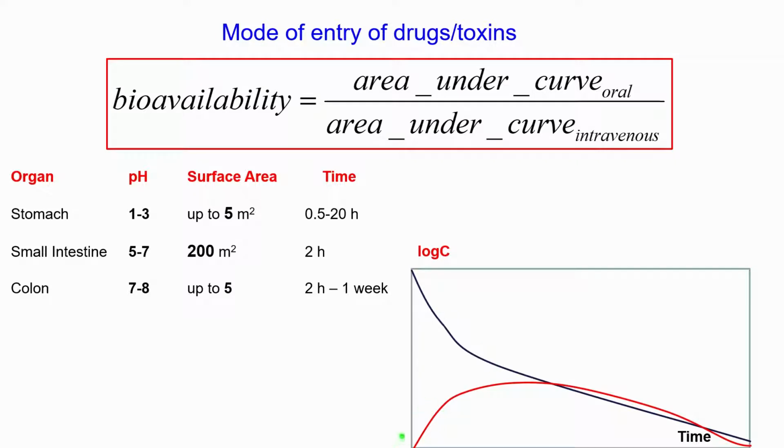Now we look at the area under this curve. This curve, IV and oral. The area under the oral curve divided by the area under the IV curve we name bioavailability. It cannot be larger than 1 or 100% by definition.